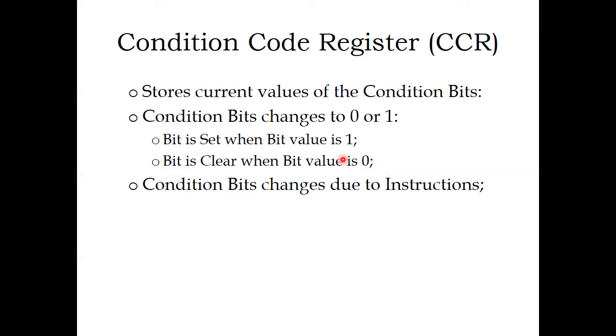And condition bits, as you can guess, are bits, so they can always change between 0 and 1, right? Now, if any of the bits is 0, that means the bit is clear. Or if the bit is set, that means the bit is high. So we always say the condition is set or the condition is clear. Condition bits change due to the instructions, and how this changes, we'll talk about in this lecture.